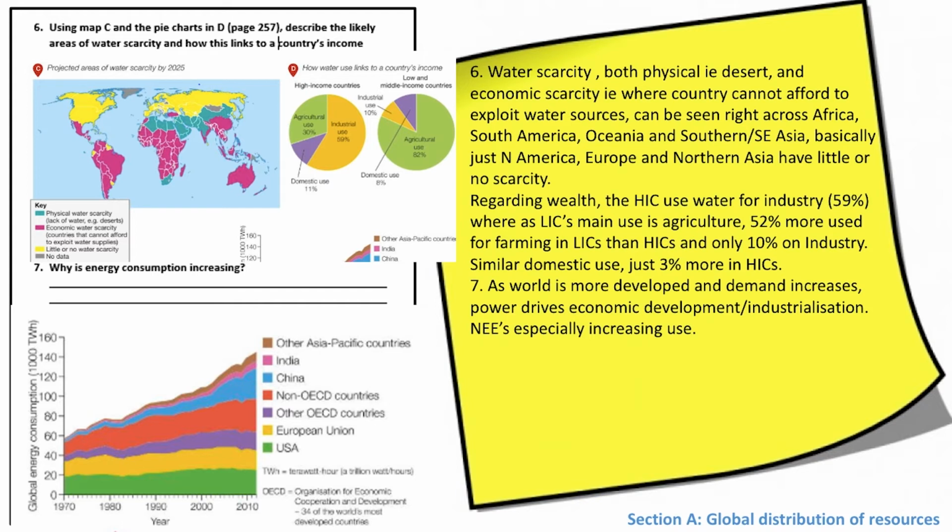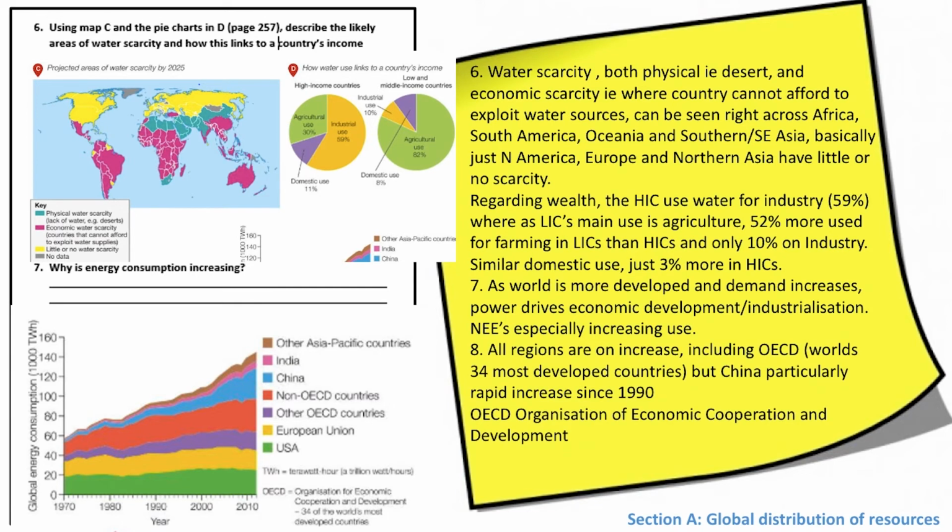You've also got the European Union as yellow, the United States as green, China there in blue, India in pink, and other Asia Pacific countries in brown. So you can see how they have grown over time and how much energy they are using. Let's have a little look at the response.